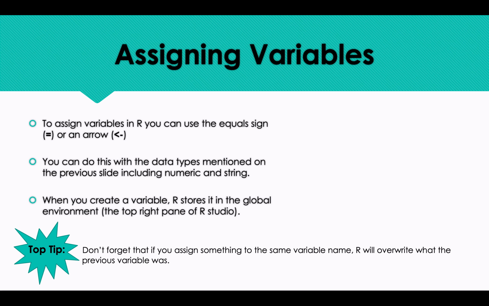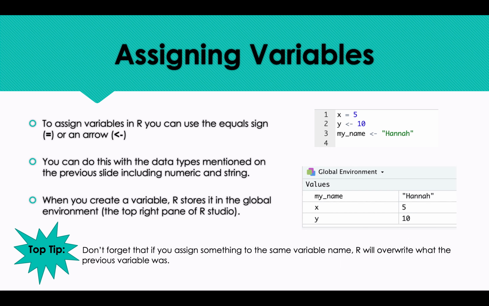You can create variables out of the different data types mentioned on the previous slide. So here's an example. When you create a variable, R stores it in the global environment, which is the top right pane of R Studio and looks like this. Don't forget that if you assign something to the same variable name, R will overwrite what the previous variable was.